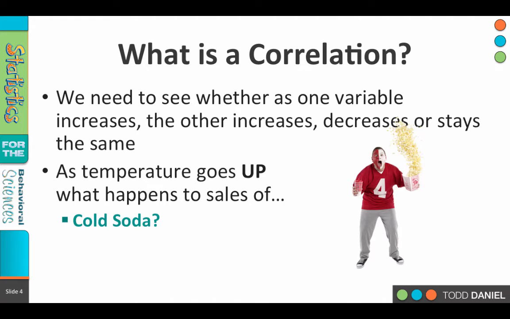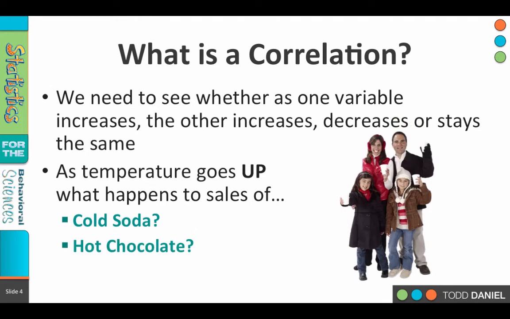On the other hand, as temperature goes up, as it's going to be in the 90s this weekend, what happens to the sale of hot chocolate? It goes down. It decreases. So we see less hot chocolate sales when the temperature is high. When the temperature gets low, it decreases, and the sales of hot chocolate would increase. They move opposite of each other.